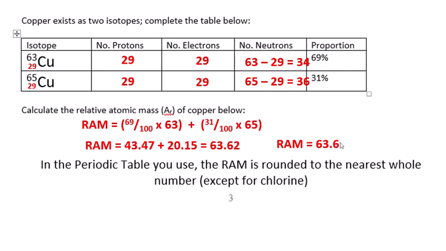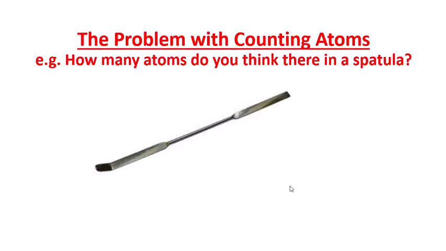Now, we're going to use these relative atomic masses to try and count atoms. You'll see with your periodic table, those figures appear on the periodic table, but in your periodic table, they're just rounded to the nearest whole number. So we sometimes have to work them out, but in your periodic table, the final answer is given to the nearest whole number.